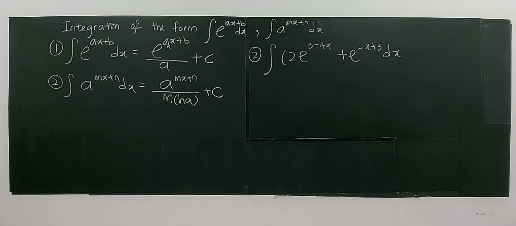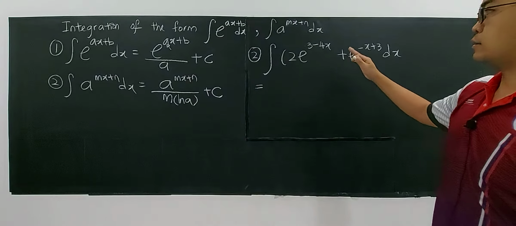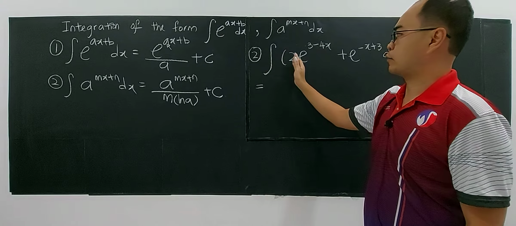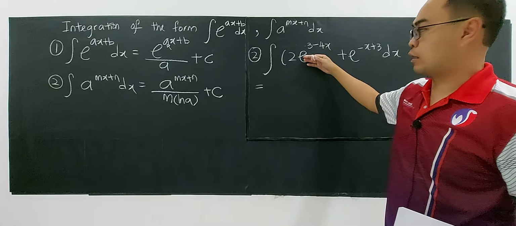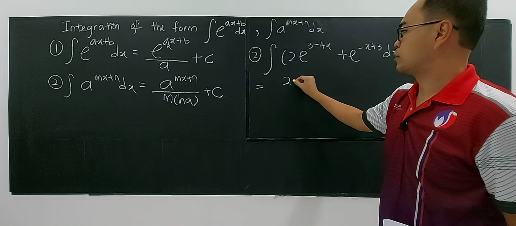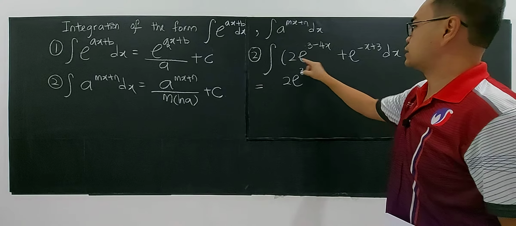Second example. I will give more examples so that you understand. I can also do this without factorizing the 2 out, without separating it. I can directly solve it, so it saves your time. So 2 e to the power of 3 minus 4x. This is just a number.